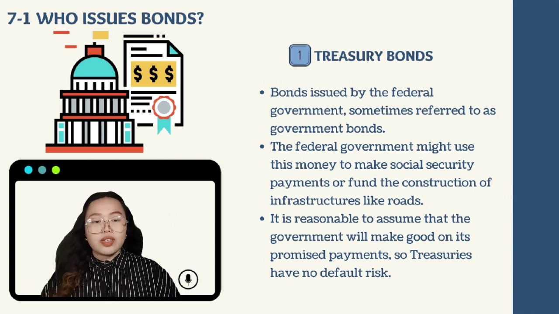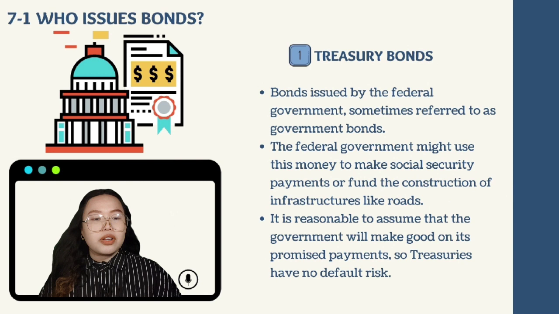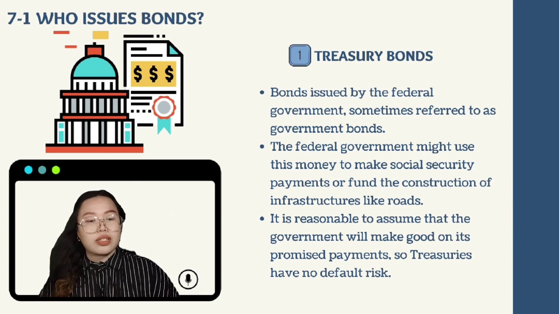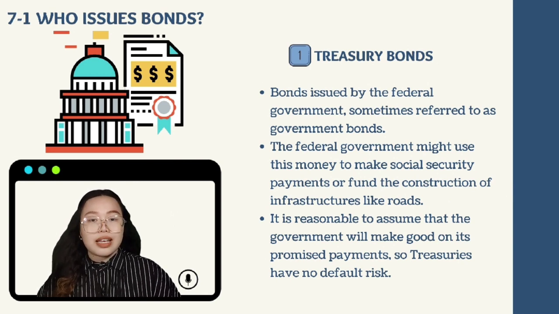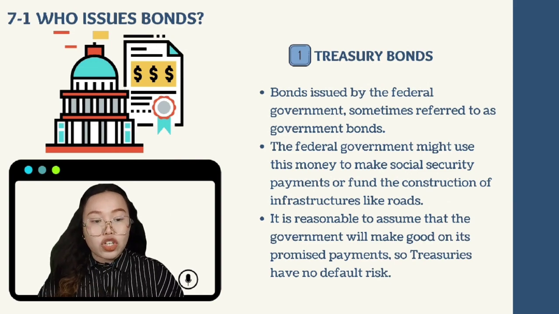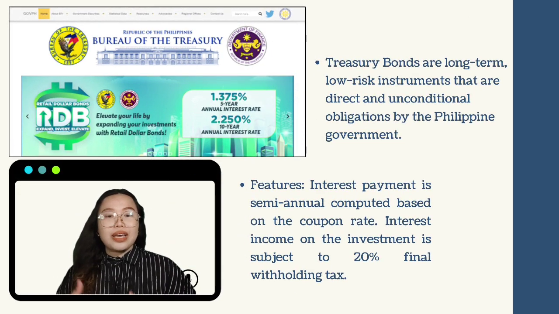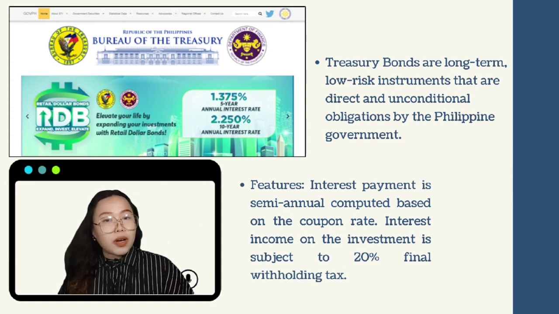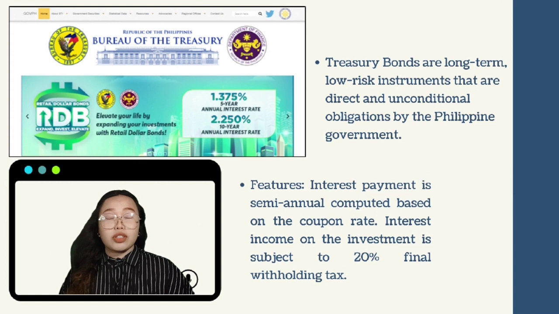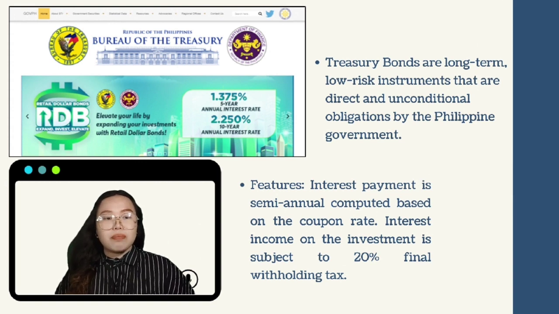The treasury typically raises money in one of two ways. Number one is through taxes, and number two is by issuing bonds to investors. Now in this slide, we can see the picture of the Republic of the Philippines Bureau of the Treasury. This government agency is responsible for raising money for the government through bonds. The treasury bonds are long-term, low-risk instruments that are direct and unconditional obligations of the government of the Philippines.